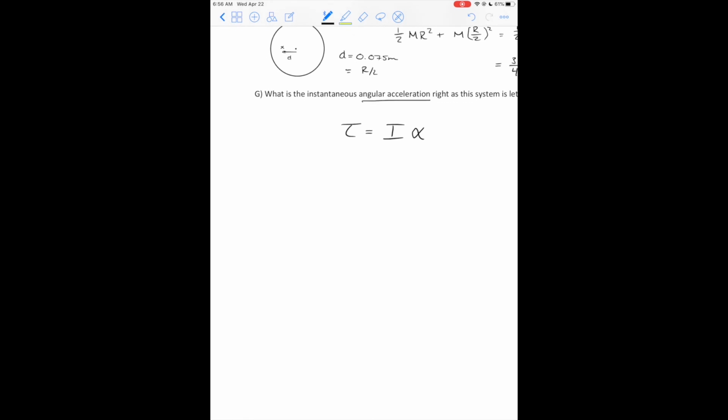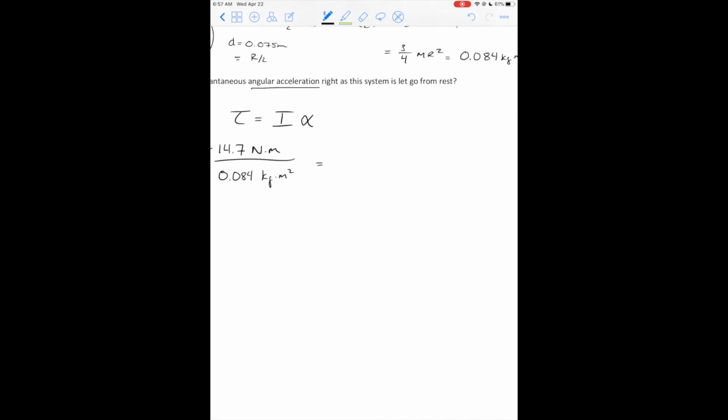So if I plug in some numbers, I have negative 14.7 Newton meters over my 0.084 kilogram meters squared. What do I get for alpha? I get alpha equals negative 175 radians per second squared. And then this negative indicates that we are moving clockwise, right? That we have clockwise motion.